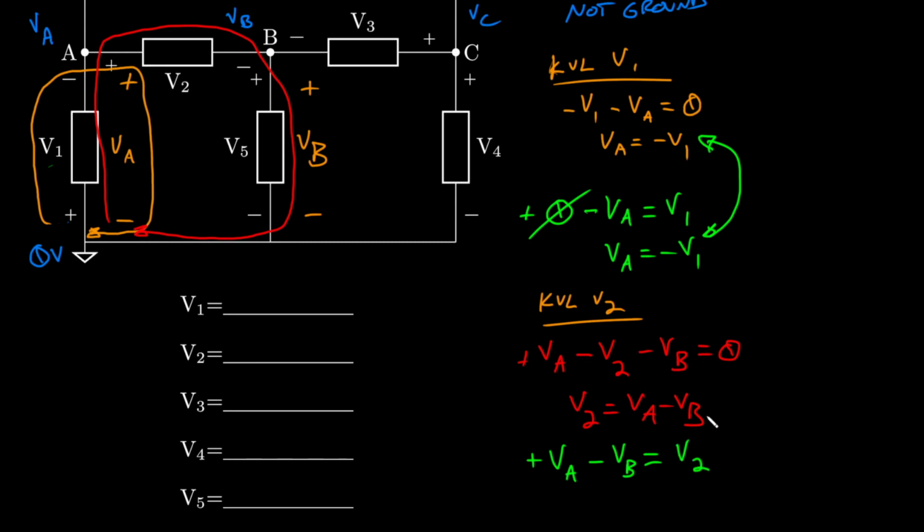Okay, and it's that simple. These end up being equivalent. Look, the sides are just swapped, right? V2 equals VA minus VB. They're equivalent, so it works.